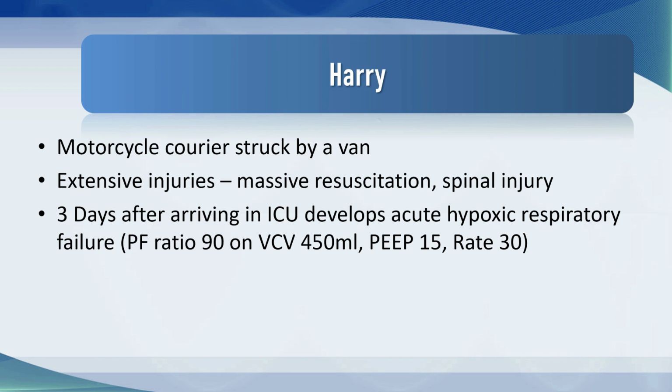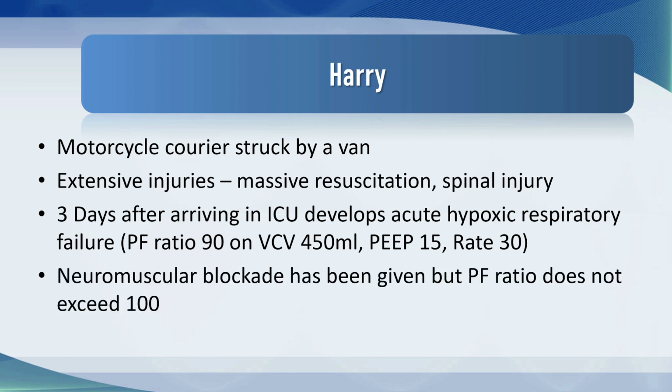That's the PaO2 divided by the FiO2. Remember, below 200 is not good. Below 100 is severe hypoxemia. And he's been on volume assist control ventilation, 400 mils with a PEEP of 15 and a rate of 30. And his gas exchange is not great. He has been given neuromuscular blockade, but that doesn't really change the PF ratio. Prone positioning is not an option for him. So what can we do for him on the ventilator?